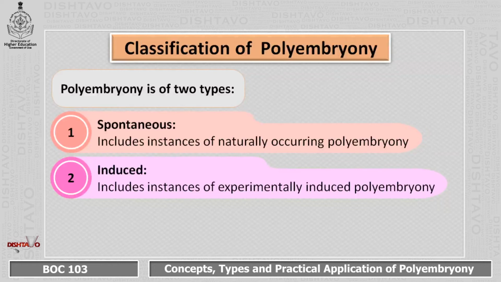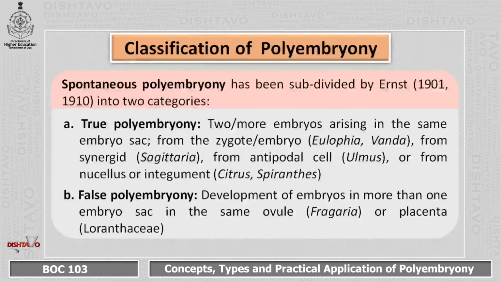Classification of polyembryony. Polyembryony is of two types. Spontaneous includes instances of naturally occurring polyembryony. Induced includes instances of experimentally induced polyembryony. Spontaneous polyembryony has been subdivided by Ernst into two categories. True polyembryony: two or more embryos arising in the same embryo sac from the zygote or embryo, from synergid, from antipodal cell, or from nucellus or integument. False polyembryony: development of embryos in more than one embryo sac in the same ovule or placenta.